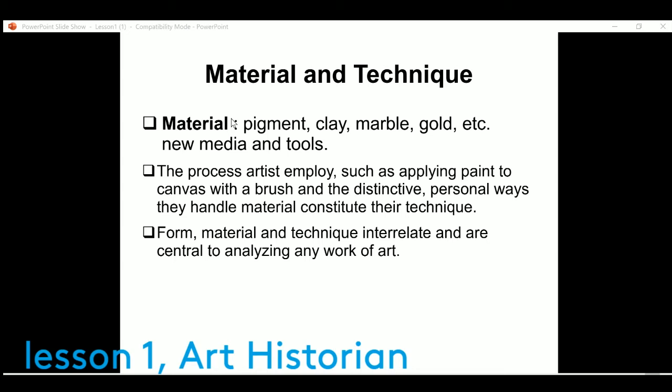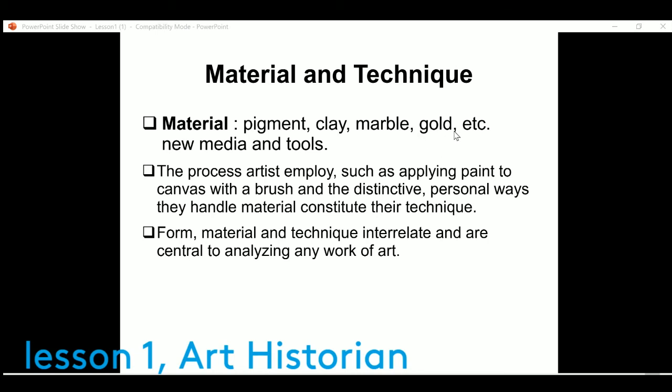So what sort of material would that art historian check? These are the normal materials that we would discover, like pigment. What sort of pigment did they use? Pigment means the coloring. And clay, do you use clay or carve? Marble, normally they are carved out to make statues and so on.